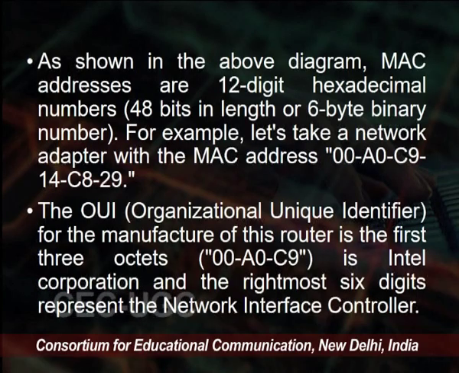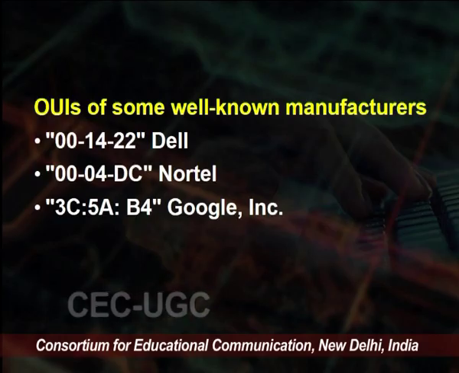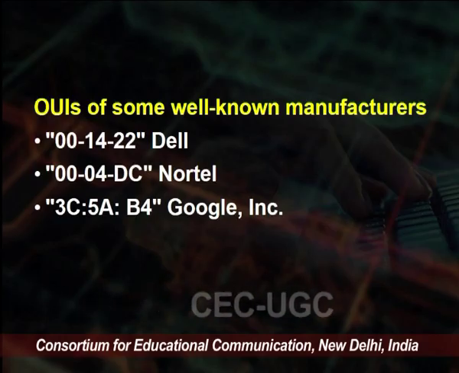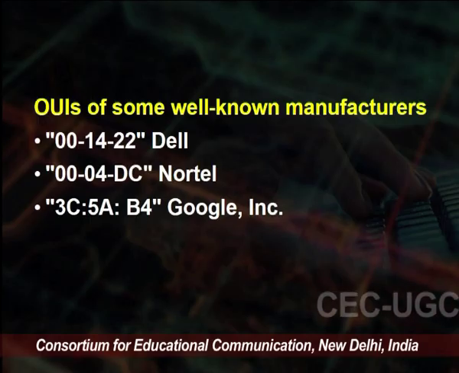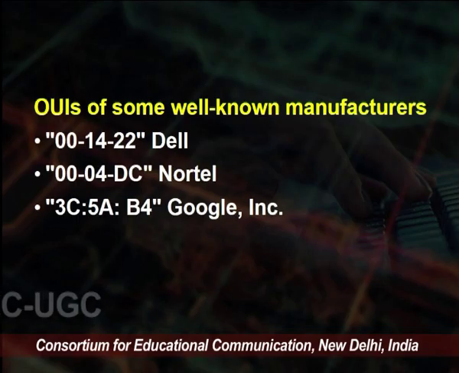OUIs of some well known manufacturers: 00A0C9 is for Intel Corporation, 00-14-22 is for Dell, 0004DC is for Nortel, and 3C:5A:B4 is for Google. So, all the well known manufacturers have their separate OUIs.